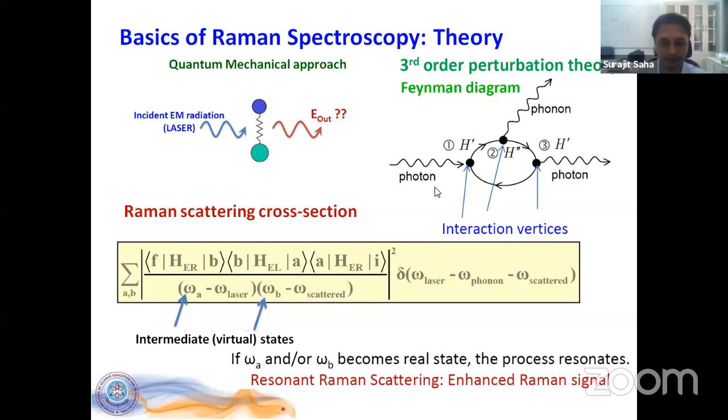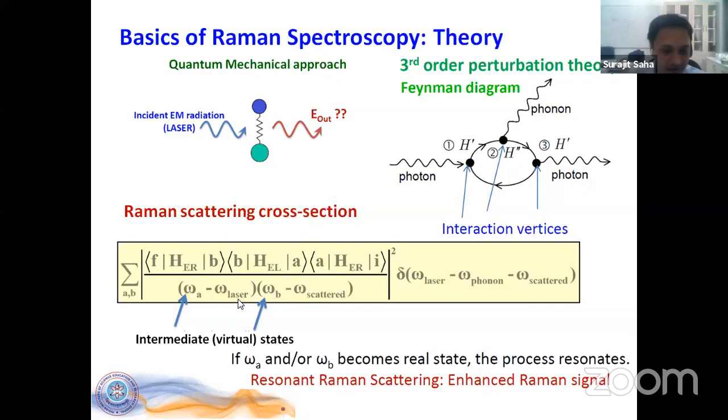And if one writes down the Hamiltonians and then eventually writes down the Raman scattering cross section, one will find these different expressions here. This is I, the initial state, where the electromagnetic radiation through this Hamiltonian takes the system to the intermediate virtual state A. Then from the intermediate virtual state A to intermediate virtual state B through the electron lattice interaction, a phonon is created or annihilated. And then from that intermediate state B, it comes back to the final state by releasing a photon through this Hamiltonian, the electron radiation Hamiltonian interaction. And in the denominator, what we have is the difference between the laser energy and the intermediate virtual state, as well as the scattered photon energy with the intermediate virtual state.